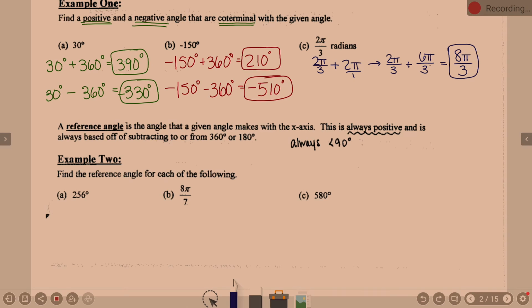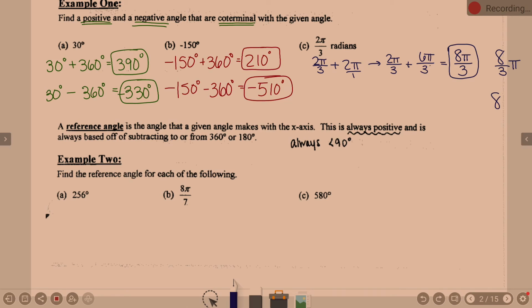Now, here's what I am going to say, guys, because that brings up a great point. I wrote mine as 8 pi over 3. The other option would be to write it as 8/3 pi. That would be equivalent. Now, you'll usually see me write 8 pi over 3.